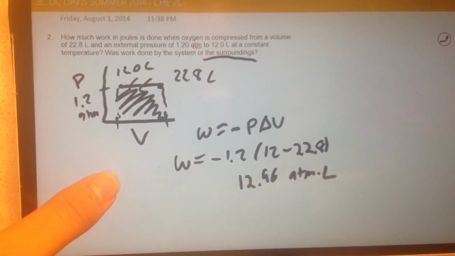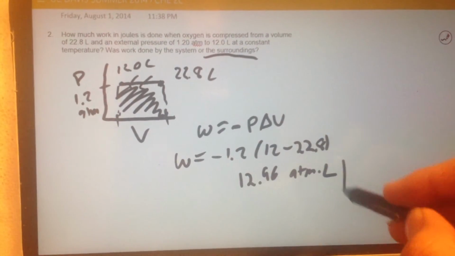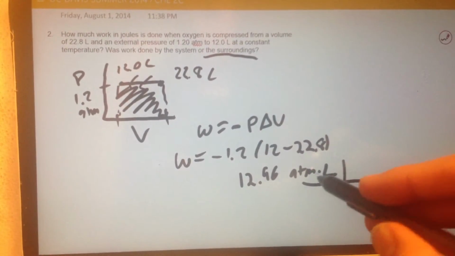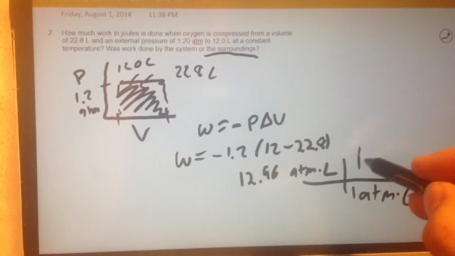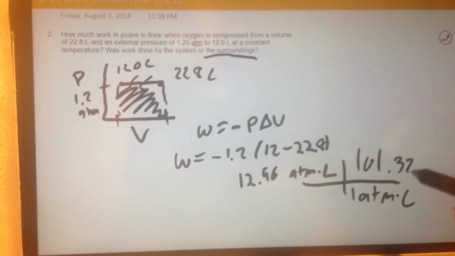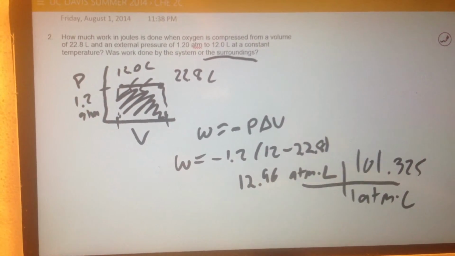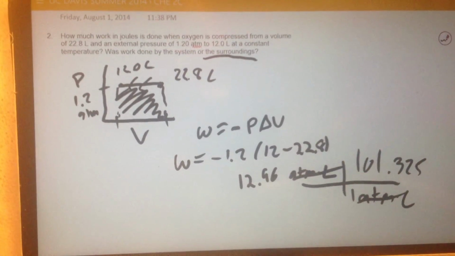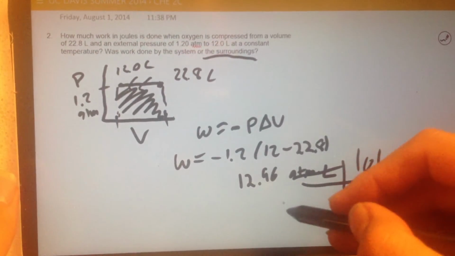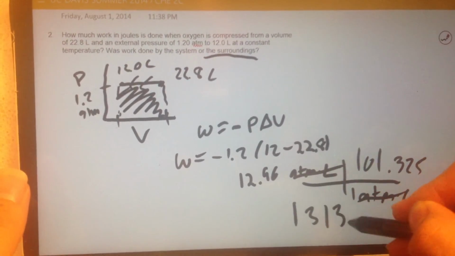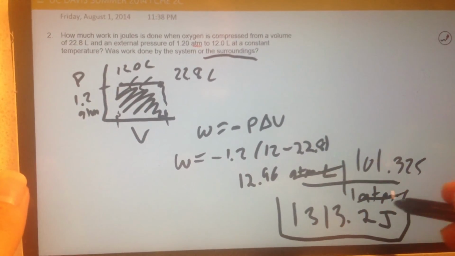Okay, and so what's going to happen next is you have to convert this into joules because that's what they want. And lucky for you, there's a nifty little conversion where 1 atm liter is equal to 101.325 joules. And so you just multiply that out and you get joules. And how many joules you get is 1,313.2 joules. Alright, and so that is your answer.